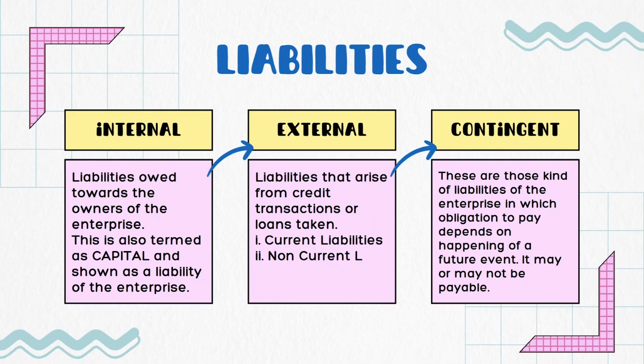Next, we have contingent liabilities. These are liabilities which are uncertain. They may or they may not happen. The obligation to pay depends upon the happening of a future event. So, for example, a court case has been filed against the entity. If the judgment comes in favor of the company, the company doesn't have to pay anything. But if it comes against the company, then the company might have to shell out money, and thus that is a contingent liability. Until the judgment of the court comes out, it is uncertain whether we'll have to pay or not, and that is a contingent liability.